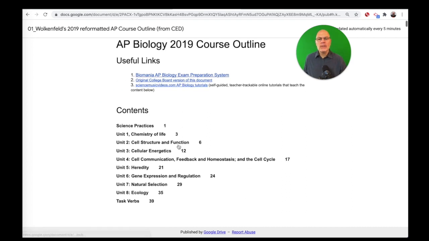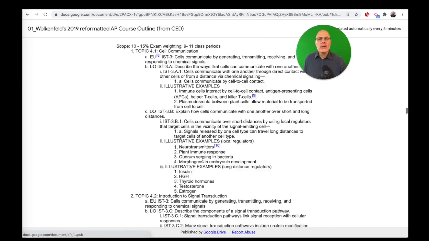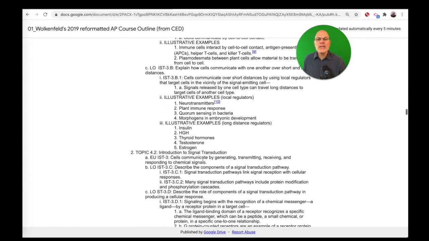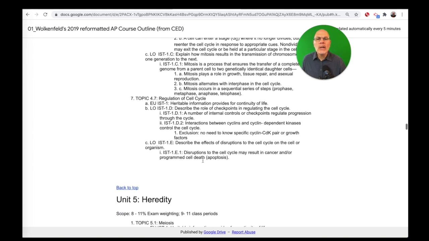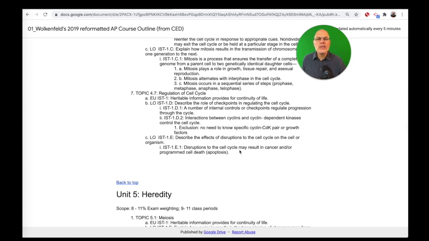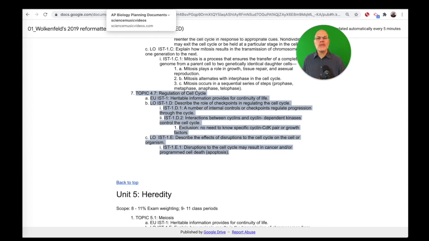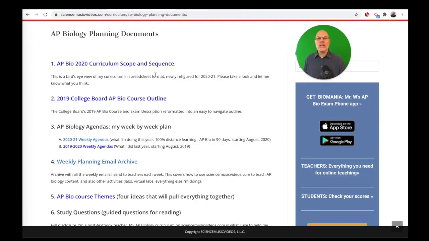And then you'd say, okay, I'm teaching about the cell cycle, and I want to know about cell cycle regulation. So you just scroll down to here, and here it is, regulation of the cell cycle. So anyhow, I took this, I edited it down. That was what we were looking at a minute ago. So let's now go to Science Music Videos and see how you would teach this material.